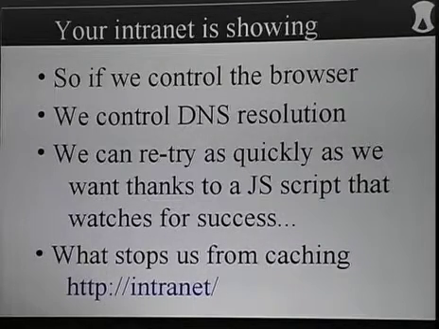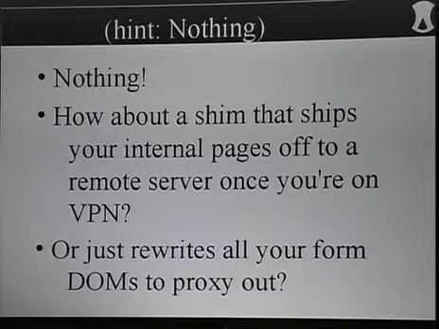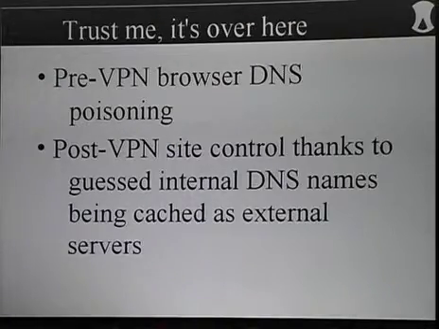So, yep, the YAML config files, set it up to match domain names you want. So we control the browser, we control DNS resolution, we can retry as much as we want if the DNS attack doesn't land. What stops us from caching intranet? Here's a hint, nothing. So a little JavaScript shim that we feed you an IP for intranet, cache a little bit of JavaScript that then scrapes all the DOMs on the intranet page when you log in over VPN, ships them off to a remote server. Or just rewrites all your login forms to send the internal company credentials out. So browsers are great. What else do they do? Well, they cache DNS. So that means pre-VPN, we can start caching internal domain names as external IPs in your browser. That's fun. I'm sure you can think of a couple things to do with that.